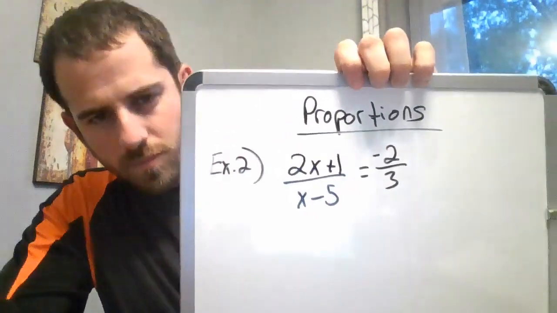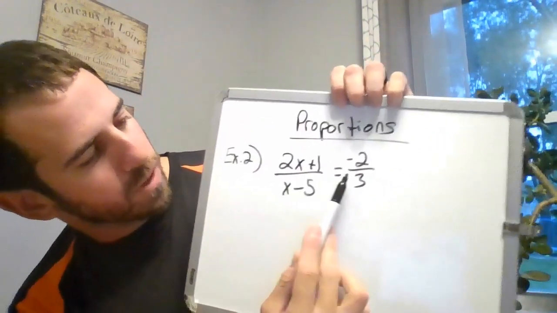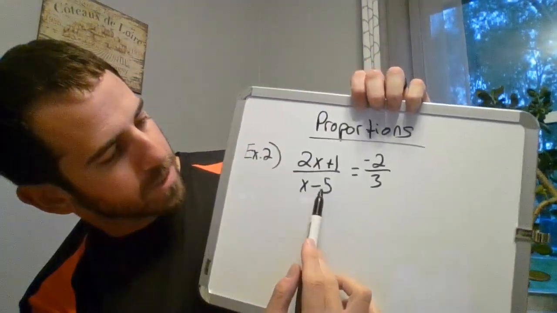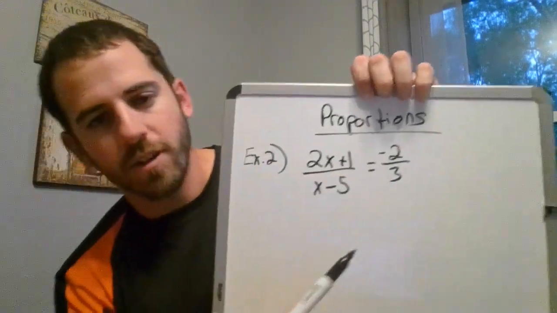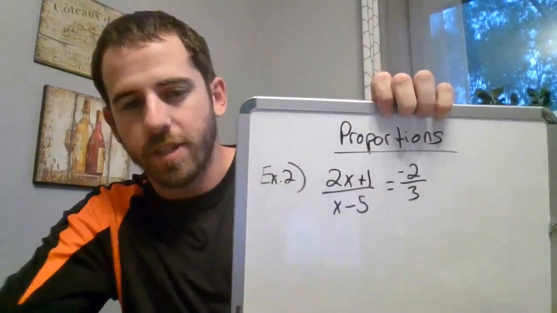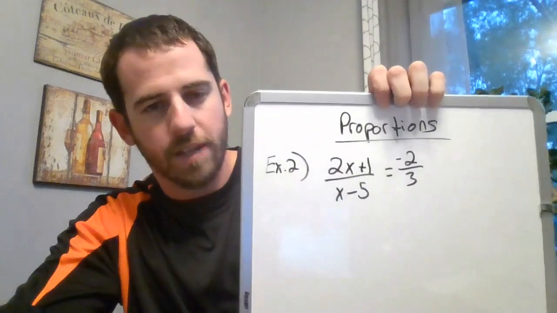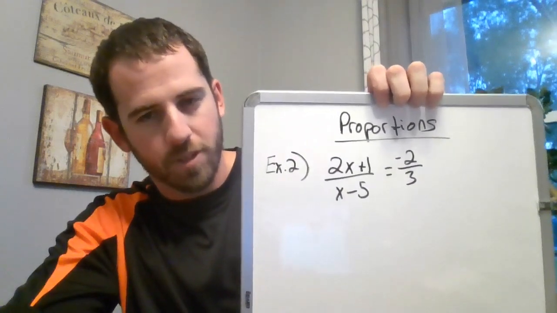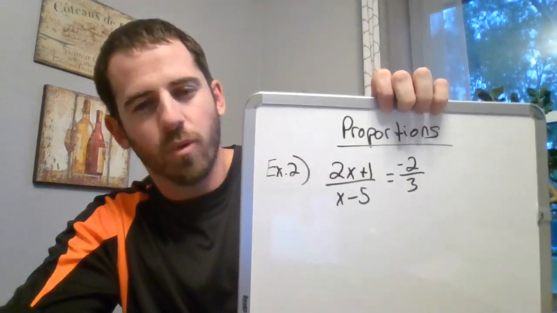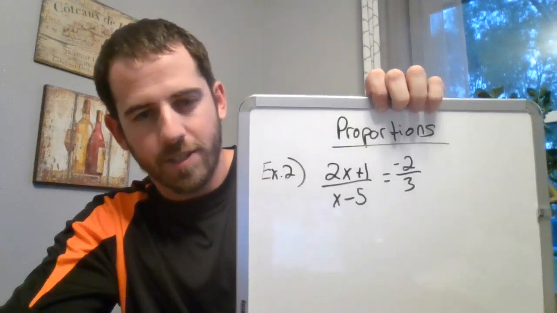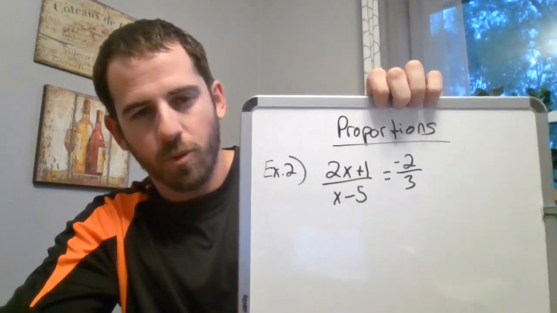And example 2. So here we go. I have 2x plus 1 over x minus 5 is equal to negative 2/3. Now you notice I stacked the variables. That doesn't change anything. It's still the same type of problem. But this one's just a little bit more difficult just because there's more going on. It's not that bad, still the same steps, just a little bit more work in between.